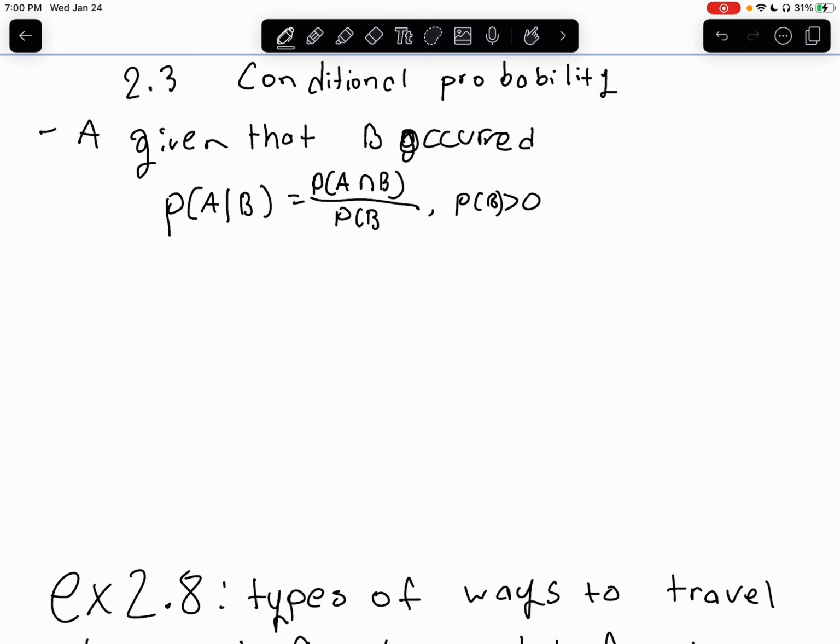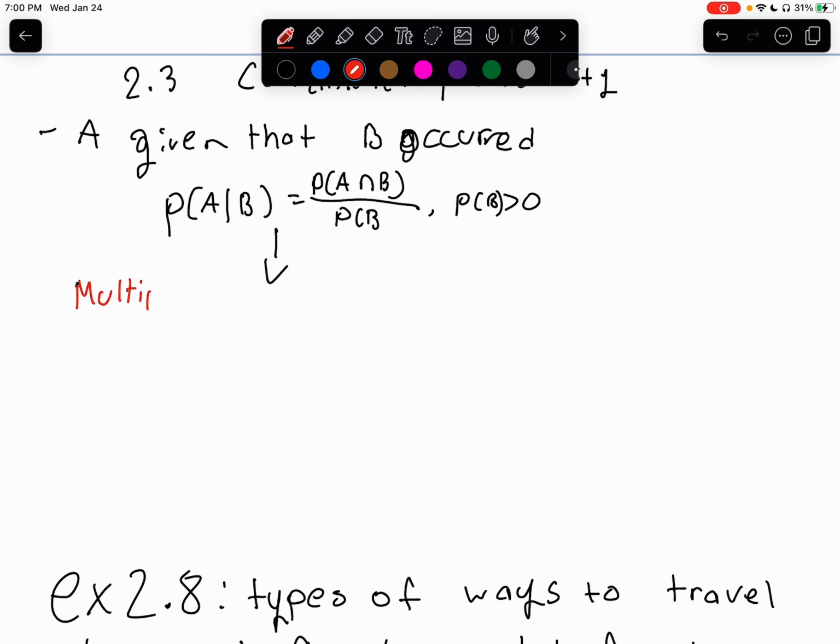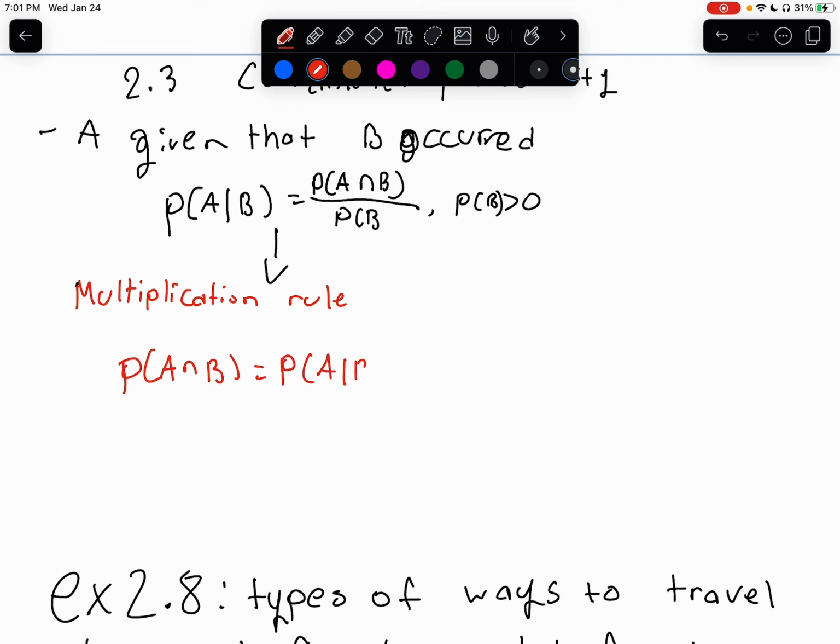And then what we can relate this to, what I'm going to highlight in red because this is also important when we use this today, is the multiplication rule. This is denoted by the probability of A intersecting B, which is equal to the probability of A given that B has occurred, multiplied by the probability of B. So this is another part of our multiplication rule that we're going to go over today.